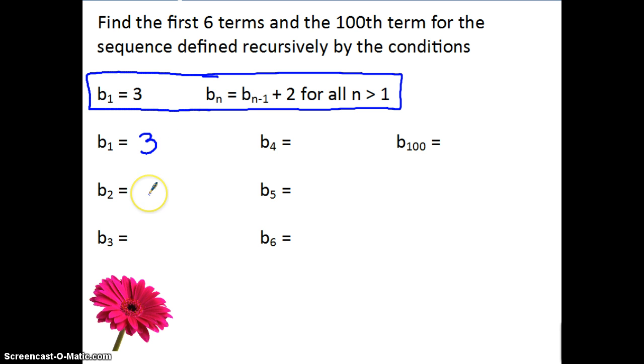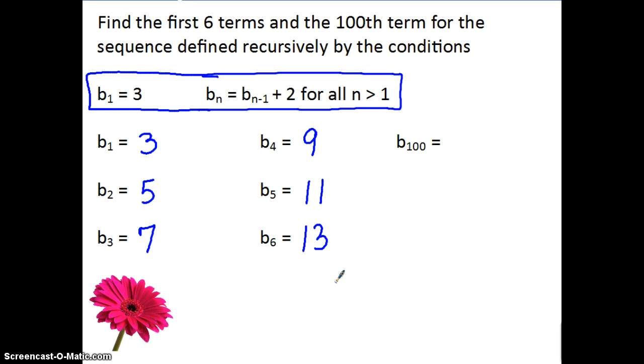Now the second term is the current term, B sub n minus 1, plus 2. So we add 2 and we get 5. For the next term we add 2 again and get 7, and so on. So the fourth term would be 9, the fifth term would be 11, and the sixth term would be 13. That is what we call a recursive formula. The next one is based on the one before it.